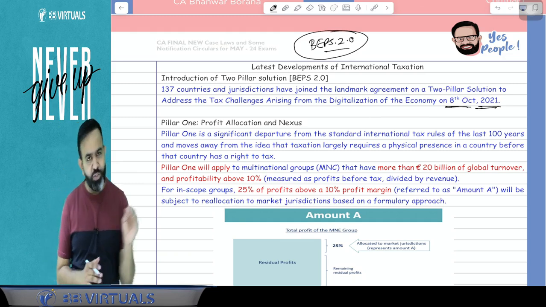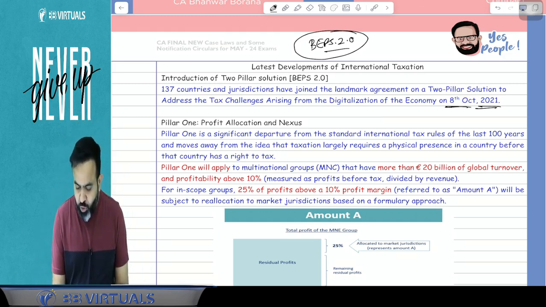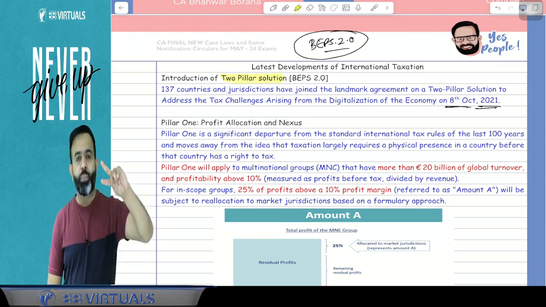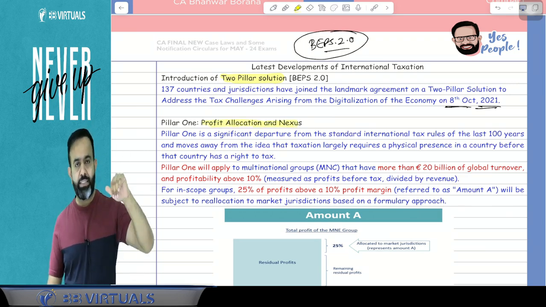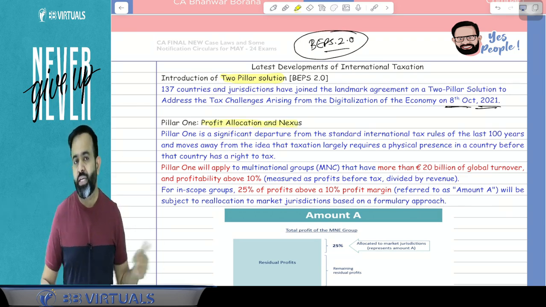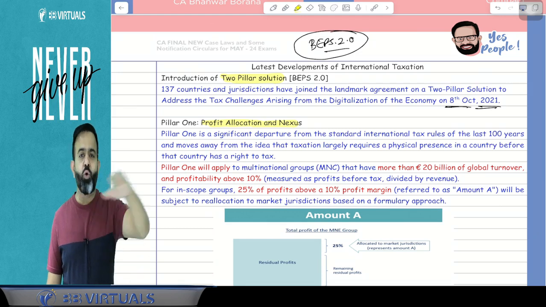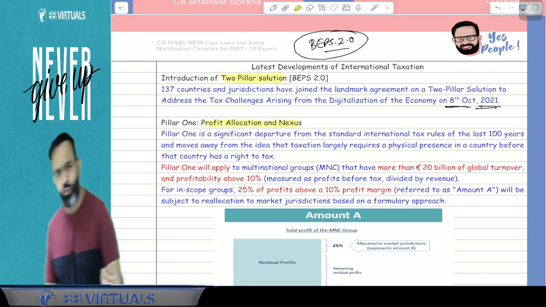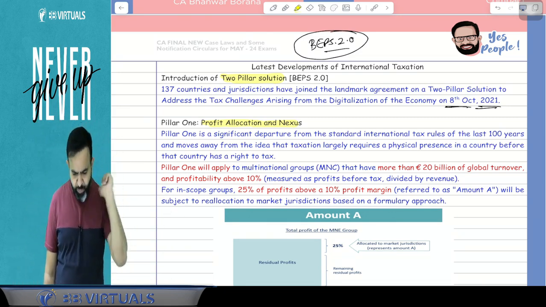Now what is BEPS 2.0? We will discuss. All people pay attention. Here is the introduction of the two pillar solution in BEPS 2.0. Pillar 1 is related to profit allocation and nexus, and pillar number 2 is related to minimum taxation, where a multinational group has to pay at least 15% tax across the whole world. We'll discuss pillar number 2 in the later part. First we will discuss pillar number 1.